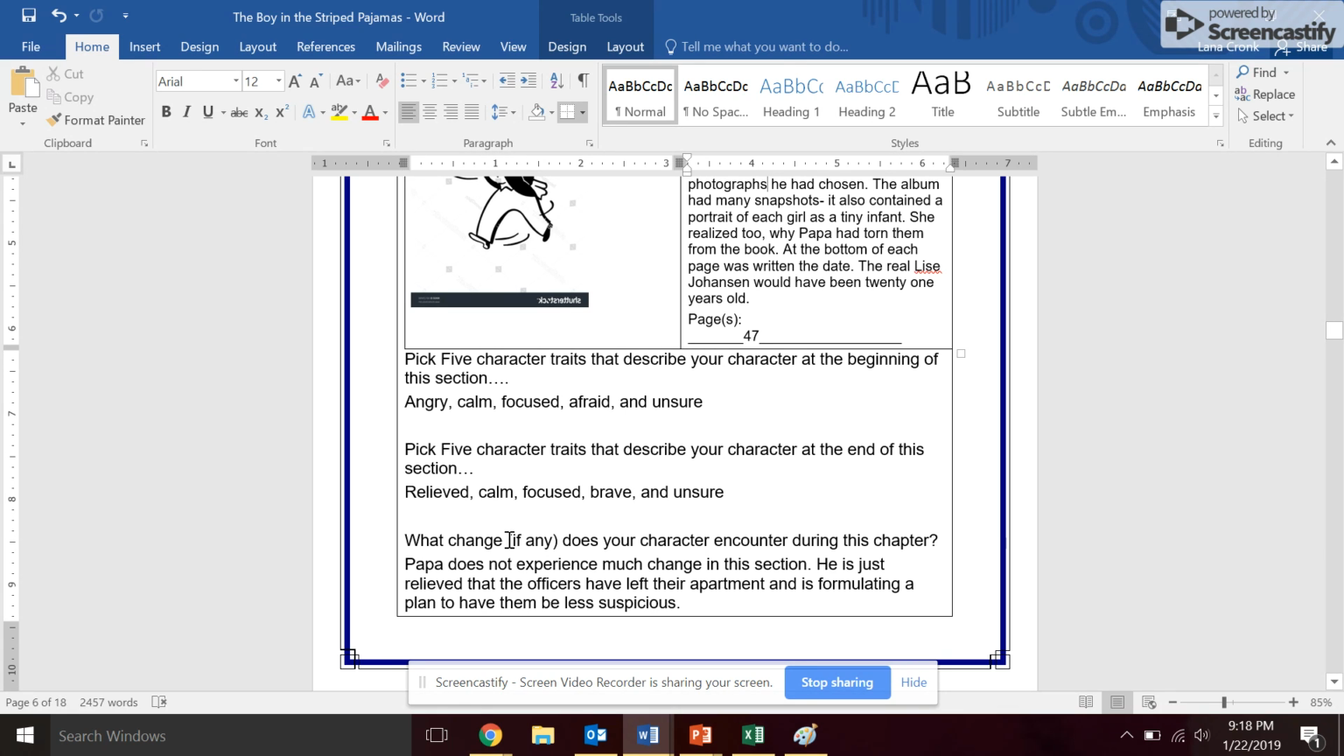Finally, the last question is, what change, if any, does your character encounter during this chapter? Well, Papa does not experience much change in this section. He is just relieved that the officers have left their apartment and is formulating a plan to have them be less suspicious because Ellen is still in the house. And now he's worried that they're going to be coming after her and her family. And this is how you do a character sketch of one of your characters.